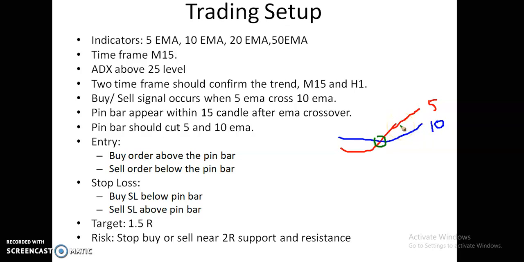So a bullish pin bar should cut both moving averages. Here you can see this pin bar cuts both EMAs. So remember, the tail should cut both EMA 5 and 10. Once it does, we place our buy order a little above this pin bar.